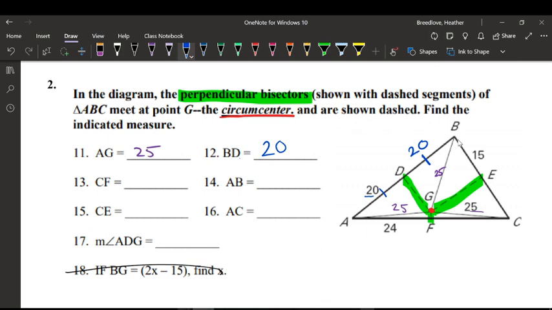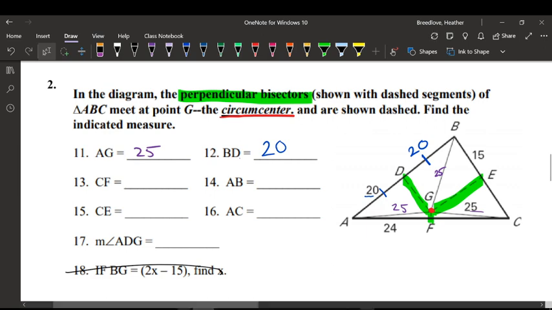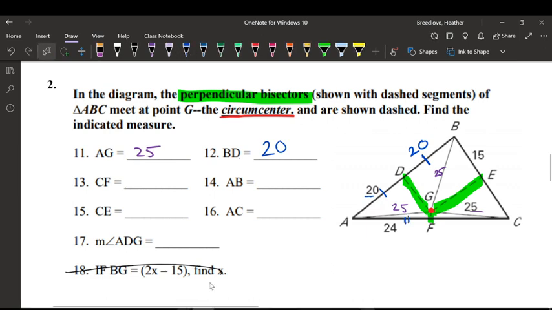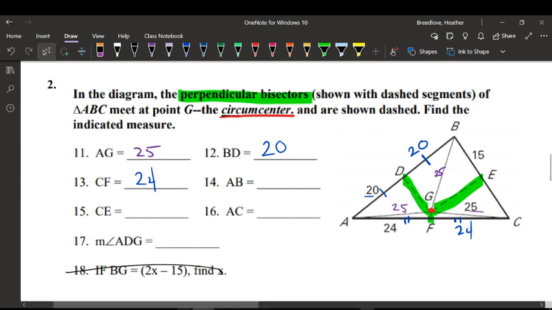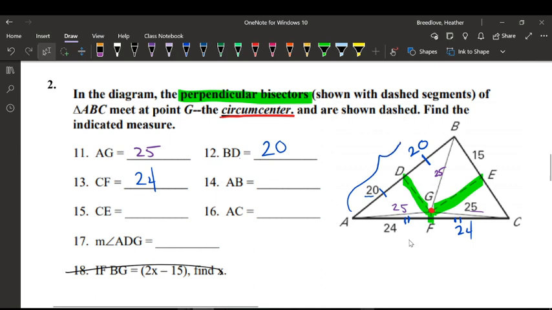And number 13 says CF. So where's CF? All right, C, that's the bottom. So C to F. Again, we're on the side, that's the bottom side of the triangle. It's been cut in half. If this side is 24, then this side must also be 24. Number 14 is AB. So side AB, the entire left side of the triangle. Well, if both halves are 20, then 20 plus 20 is 40.